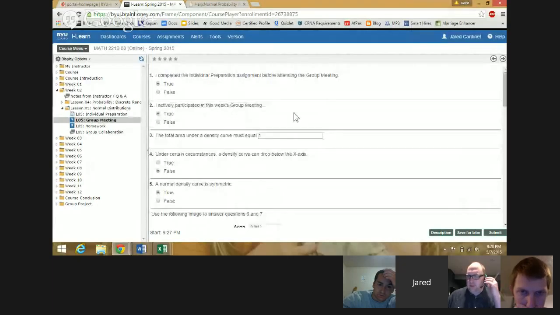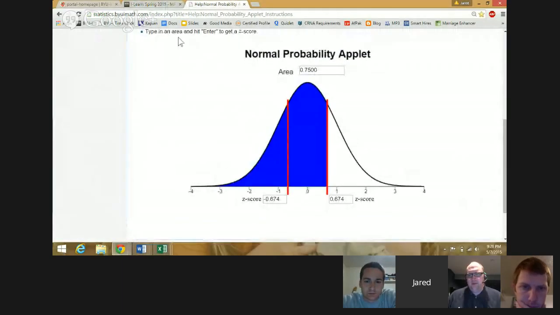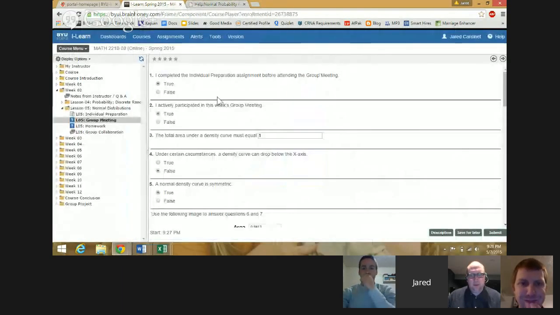Does somebody have the normal probability applet already open? Yeah, that's right here. Okay, that's what I thought. Do you mind using that for the quiz? Of course. That way we can do it together. I'm still sharing my screen so you can see that I'm putting down the answers in case we don't hear them. So, does anyone have questions on 1 and 2?